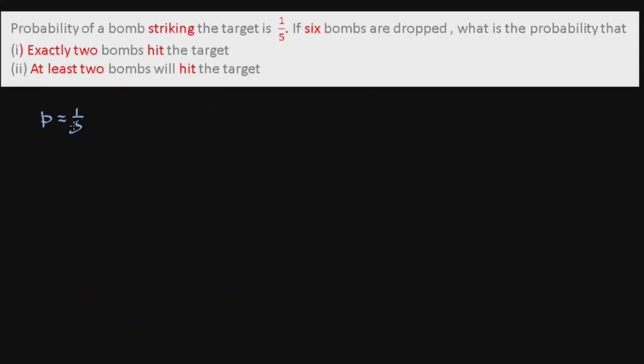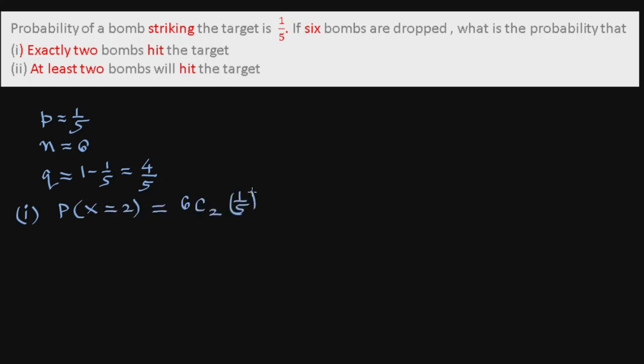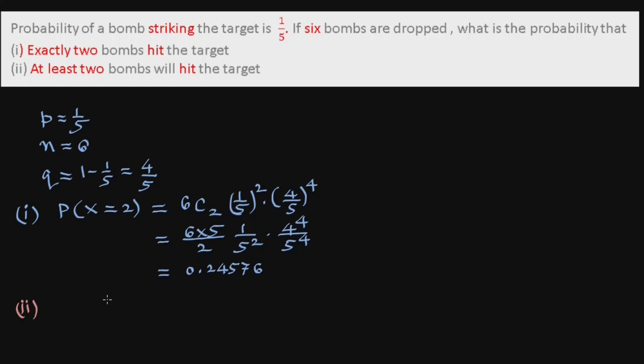Here P is 1 upon 5, N is 6, Q is 1 minus P, 1 minus 1 upon 5, 4 upon 5. In the first question, we have to find probability that exactly 2 bombs will hit the target, which means P(x=2). That will be 6c2 (1 upon 5) squared (4 upon 5) raised to 4. This works out to be 0.24576.